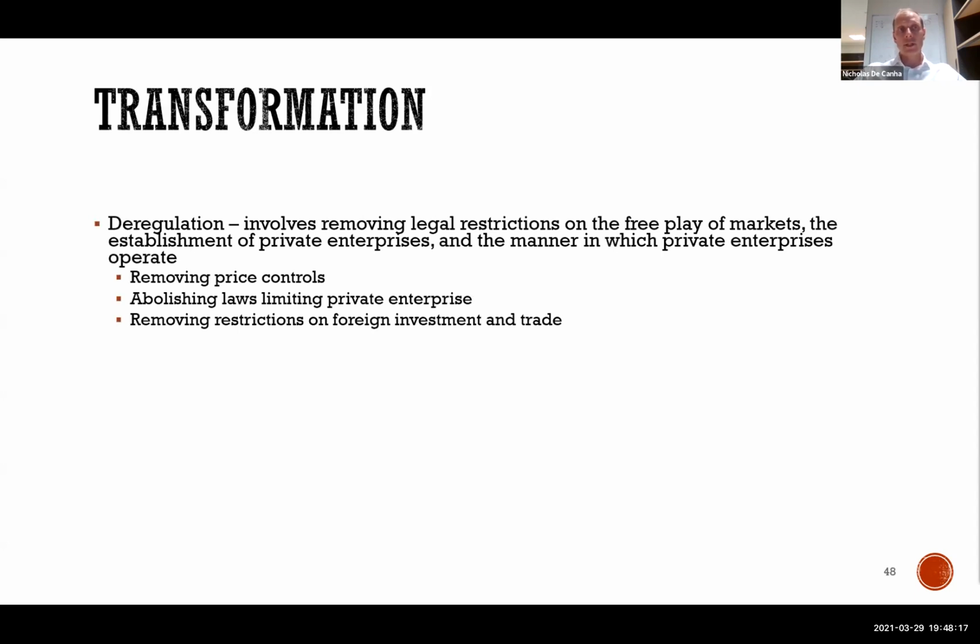Part of that transformation was deregulation: removing price controls, abolishing laws limiting private enterprise, and removing restrictions on foreign investment and trade. It may surprise you, but the United States around the 1970s was actually extensively regulated, much more so than today. And regulation really becomes quite bizarre.